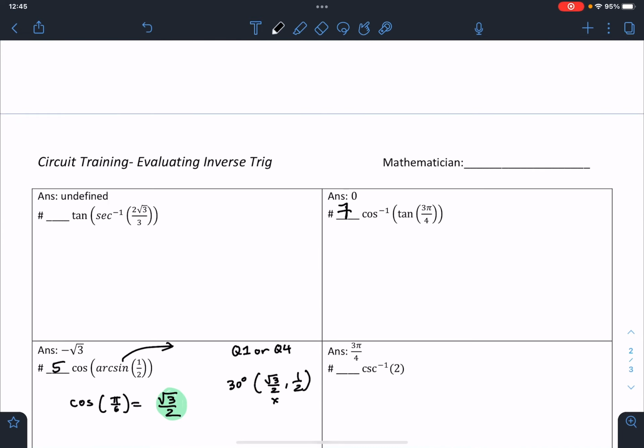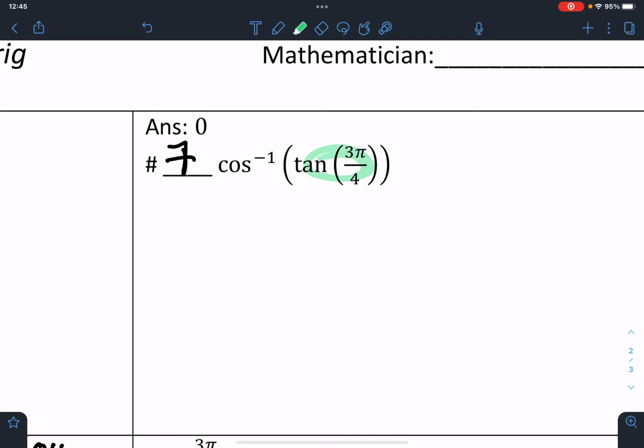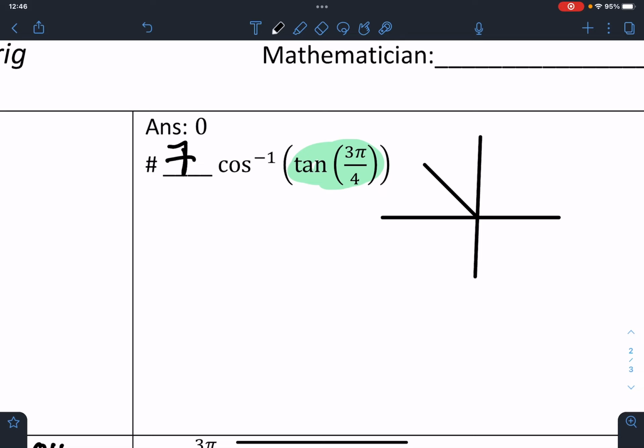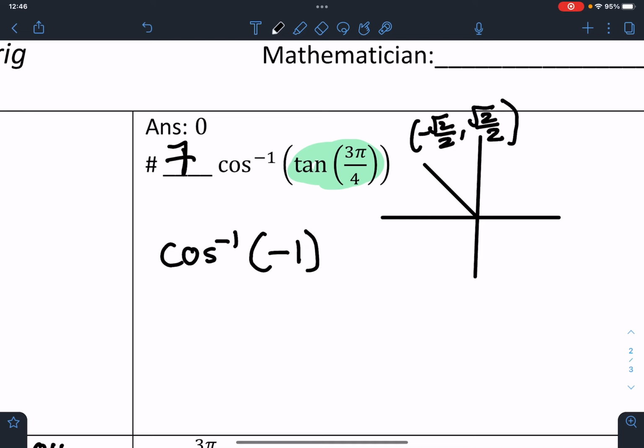Now we move on to 7. Once again, I'm starting inside. So if I start inside, tangent of 3 pi over 4, this is a regular problem that I've done in the past. I'm plugging in an angle, or in this case, a radian, and I'm going to get a ratio. So at 3 pi over 4, that should be in the second quadrant. And it should be negative square root of 2 over 2, comma square root of 2 over 2. So that means that if I divide y over x, you just get negative 1.